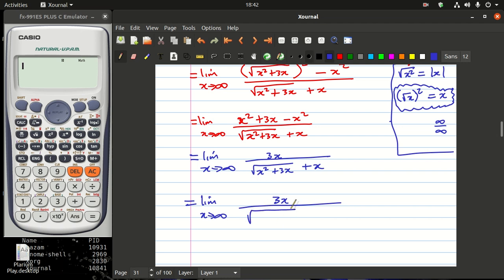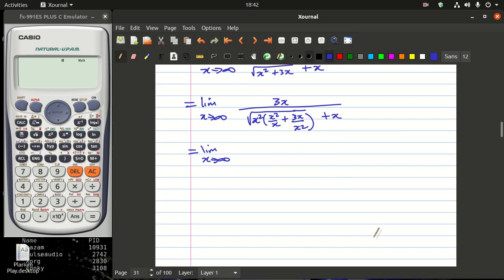So inside the square root, I know that x squared is the highest, so I'm going to factor out x squared, and then inside I will end up having x squared divided by x squared plus 3x divided by x squared. And of course I still have that plus x here, because I'm still figuring out what is the highest power in the denominator, so that I can factor it out in the numerator, cancel it out, and see what I'm actually getting.